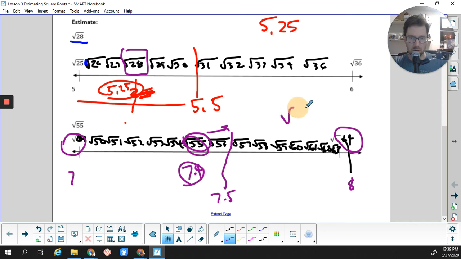If I was looking for the square root of 58, it would be on the other side, but still a little less. 1, 2, 3, 4, 5, 6, 7. 1, 2, 3, 4. Still a little bit less than half. So I might label that as like 7.7, 7.6, somewhere in there. Okay, so we're using our number line to estimate out where we are at.